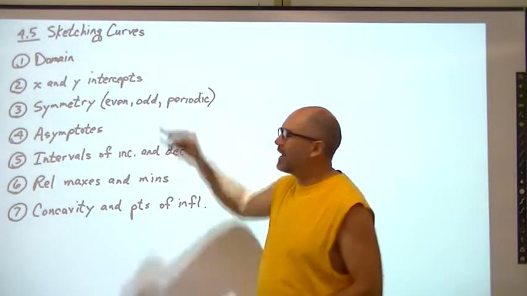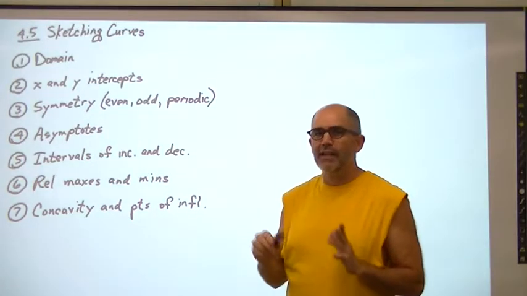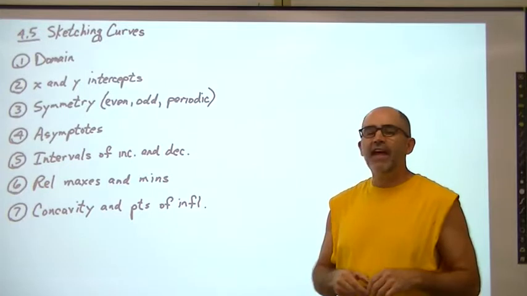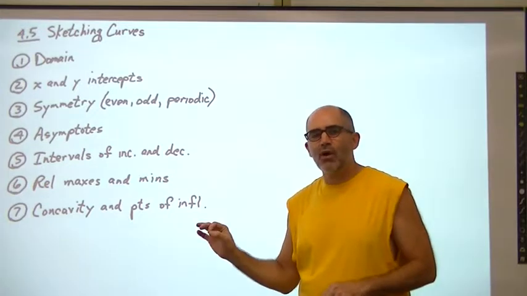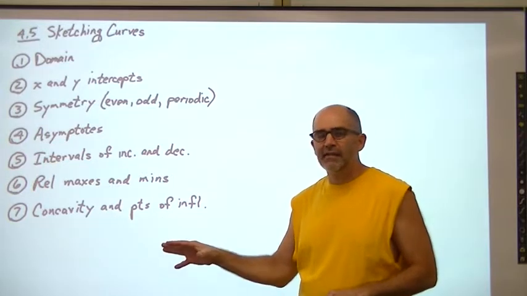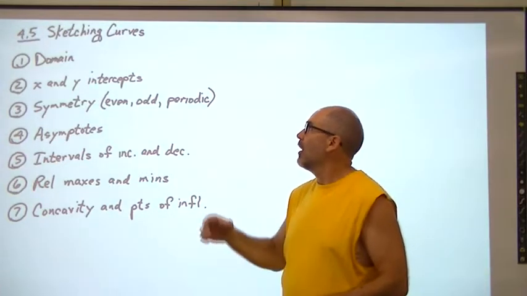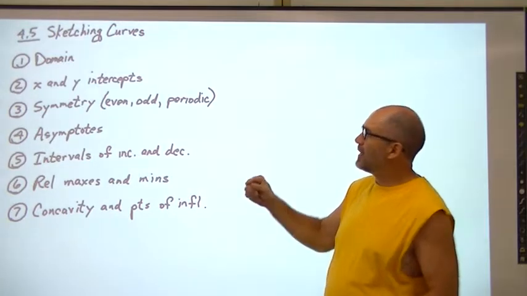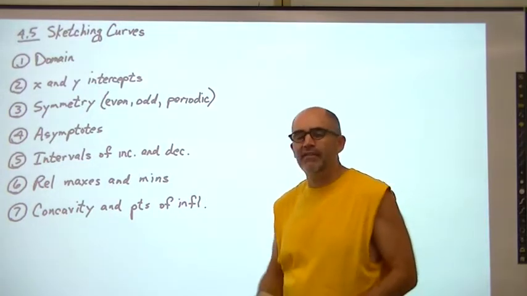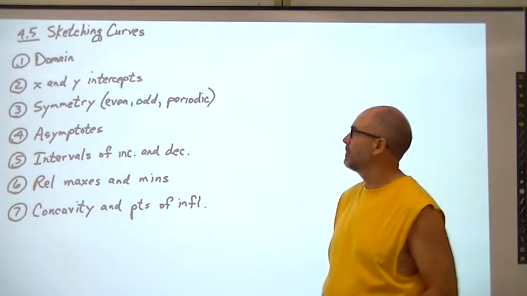Next thing, x and y intercepts. Those are pretty simple to get, so we want to do those very first thing, and that is you plug in 0 for y and find out what x is, or basically set the function equal to 0 and solve for x. That's your x-intercepts. Now the y-intercept's even simpler. Plug in 0 for x and find out what your function equals.